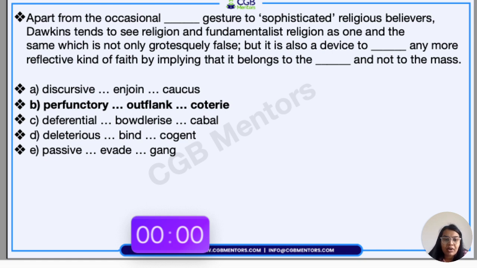Mass तो आप समझ ही गए होंगे. तो not to the mass है, तो एक coterie is a clique, CLIQUE. It means some people coming together as a group and they have common interest. That's why यहाँ पे जो था, it was the apt word, because उनका belief एक है. So such a thing, it belongs to just a group of people believing in the same thing and not everyone. That means not to the mass.